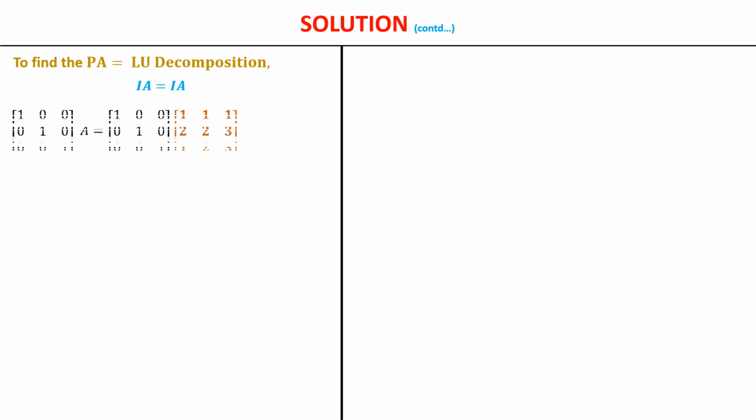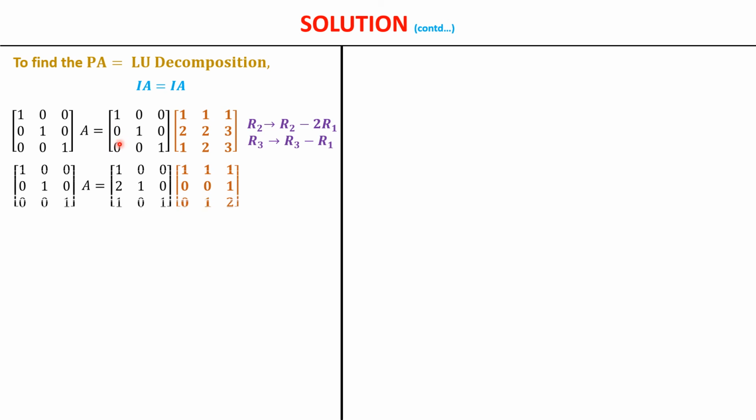So we start with IA equal to IA and write down the matrix I into A equal to I into the given matrix, the coefficient matrix. It's already 1 here, so I need to make this 2 and 1 to be 0. So the operations are R2 is R2 minus 2R1, and R3 is R3 minus R1. They occupy these positions in I. So the new matrix now becomes 2, 1. This has already become 0, 0.